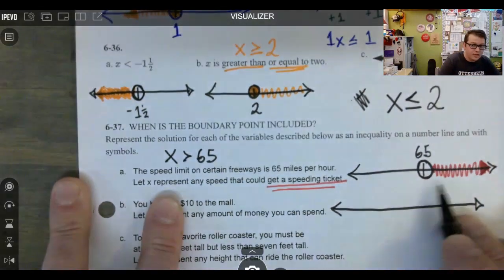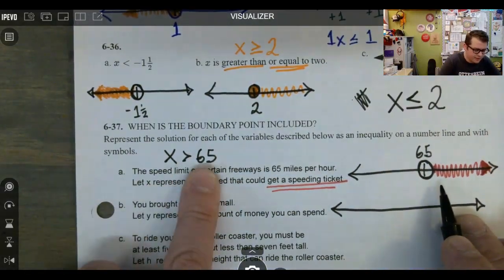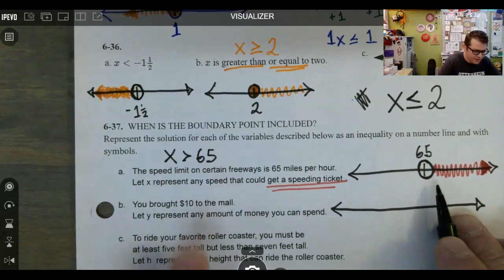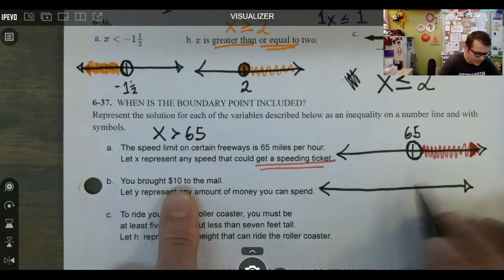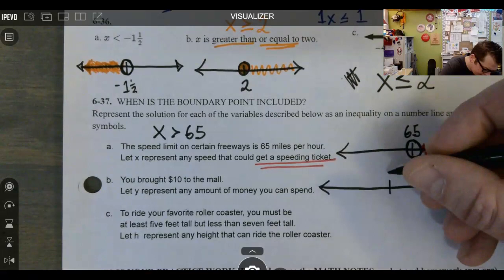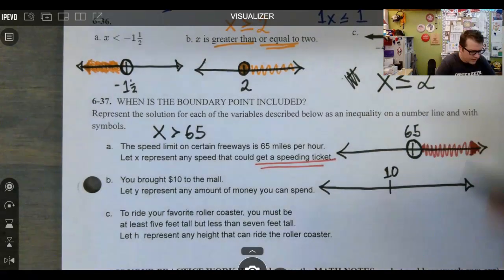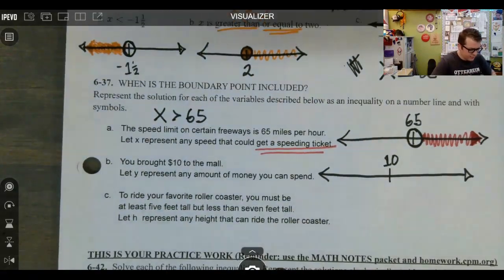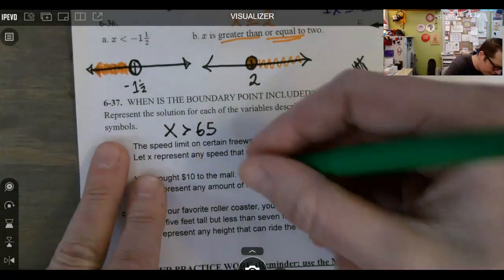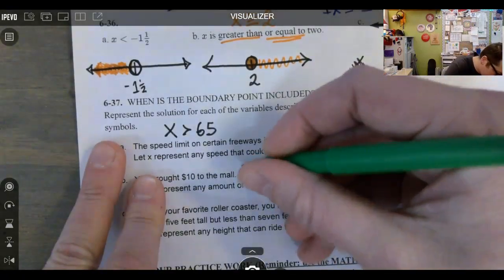Thank you. What we shaded there was X being greater than 65 because that's what will get you a ticket. So down here we're going to talk about Y. The number we're going to reference is 10. And it says let Y represent any amount of money we can spend. Since we're talking about money, I'm going to go ahead and use Y.